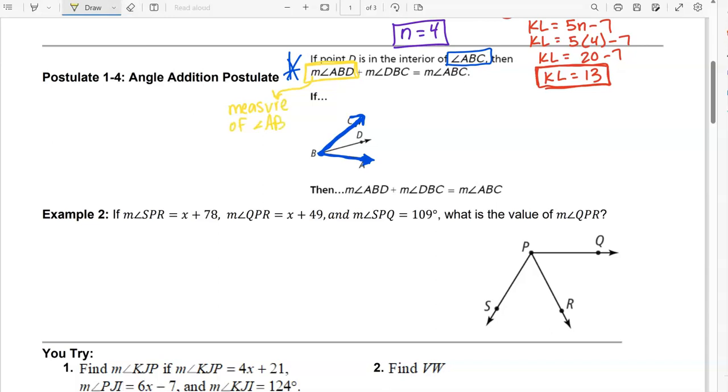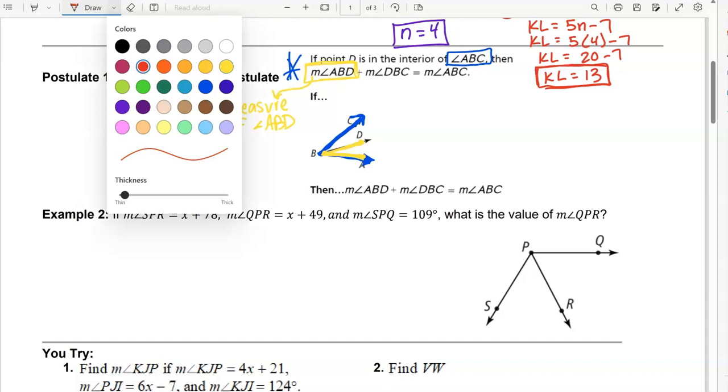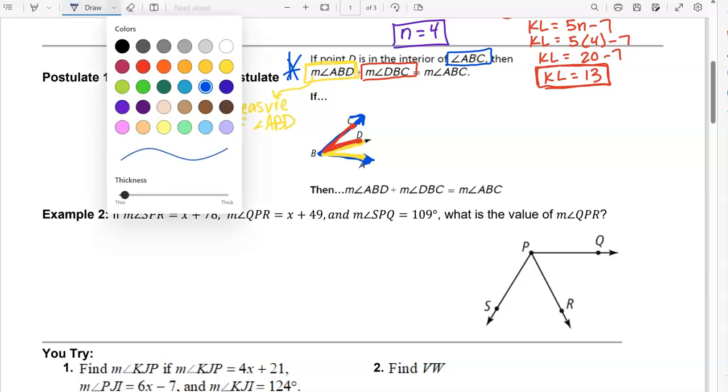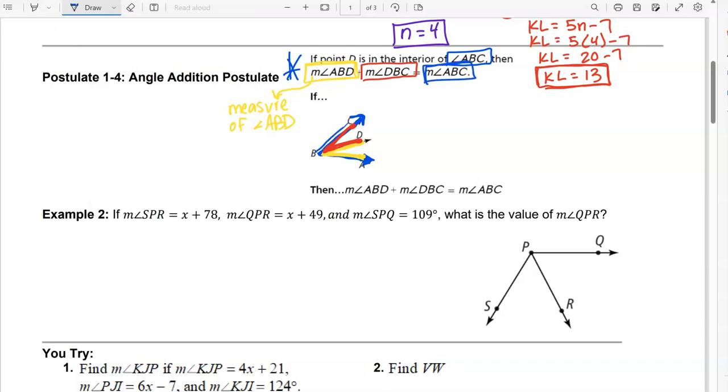Measure of angle ABD. So the measure of ABD, which is this bottom angle right here, we go from A to B to D, plus the measure of angle DBC equals the measure of angle ABC, which is the total thing. So the red and the yellow angle add together to have the same measure as the blue angle.